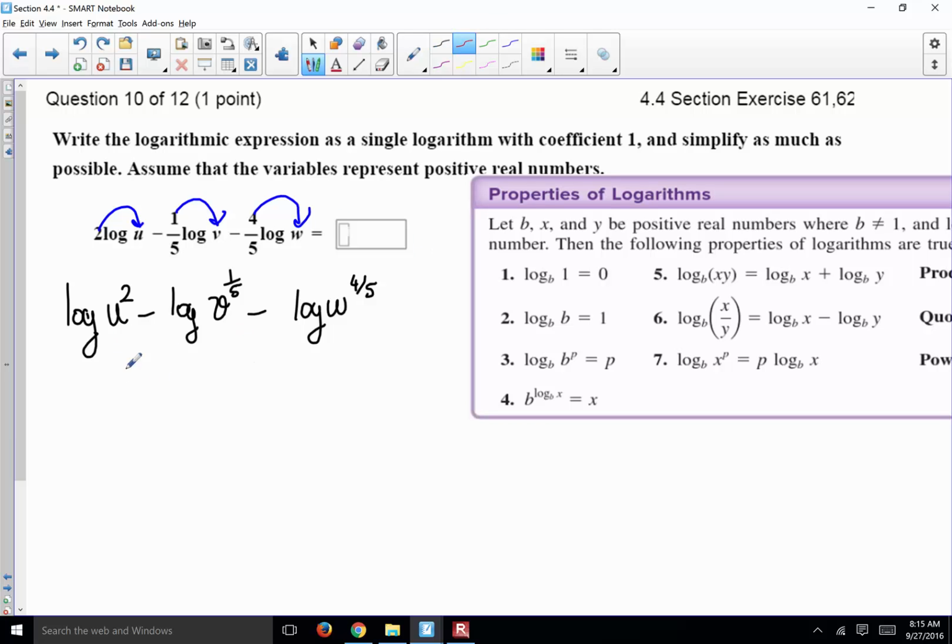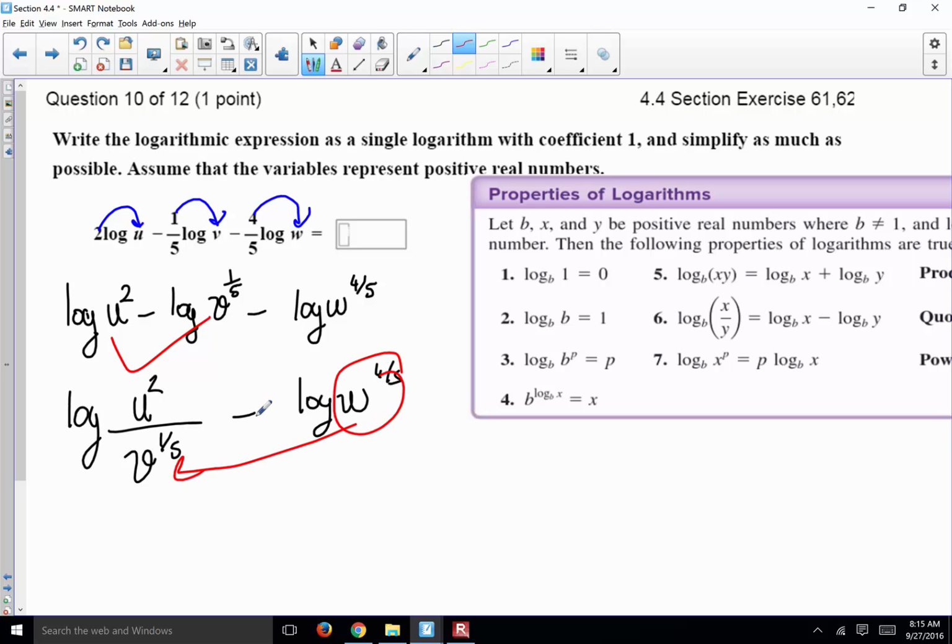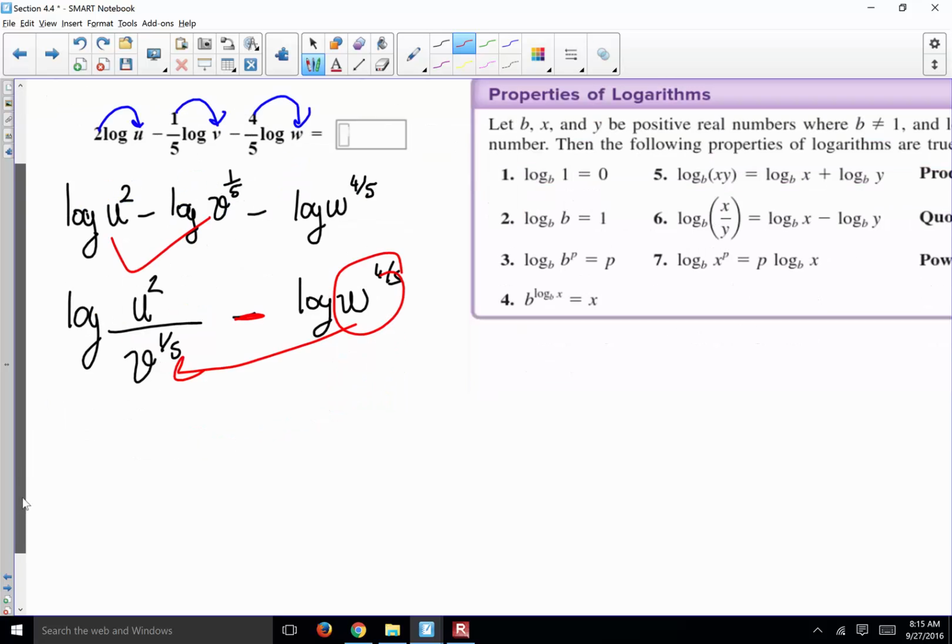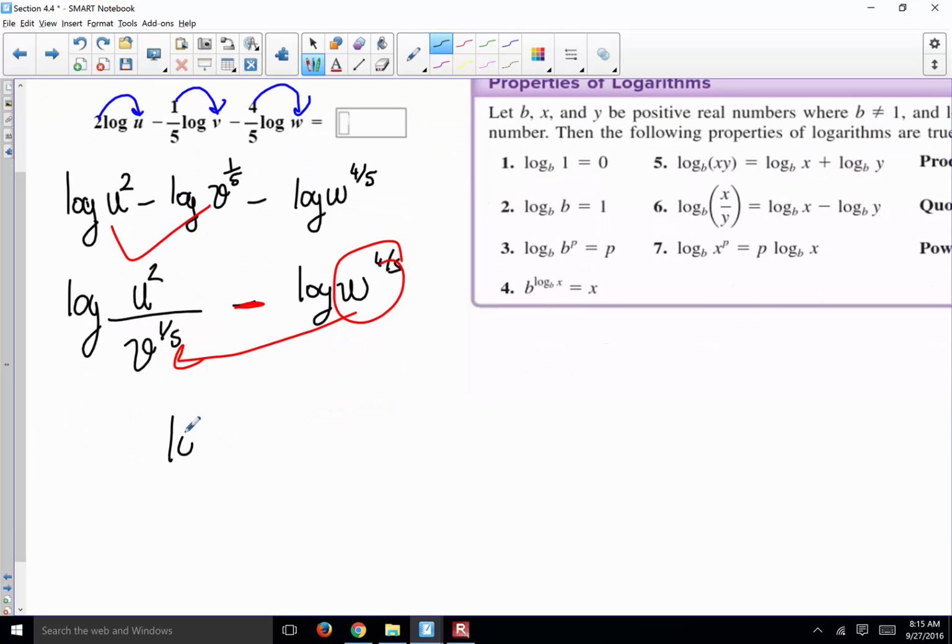Then we can combine these two as log of u squared divided by v to the 1/5, and I take this one in here because it's another rule number 6, and make my final answer as this. Okay, happy?